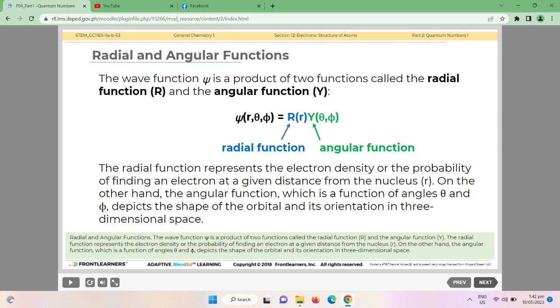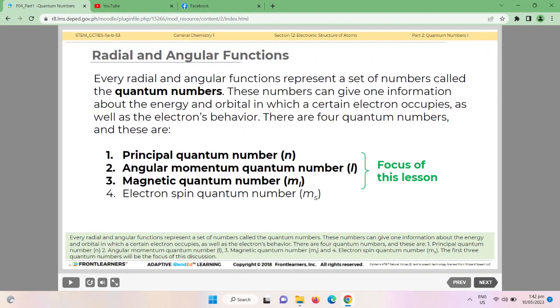The radial function represents the electron density or the probability of finding an electron at a given distance from the nucleus, r. On the other hand, the angular function, which is a function of angles theta and phi, depicts the shape of the orbital and its orientation in three-dimensional space. Every radial and angular function represents a set of numbers called the quantum numbers.